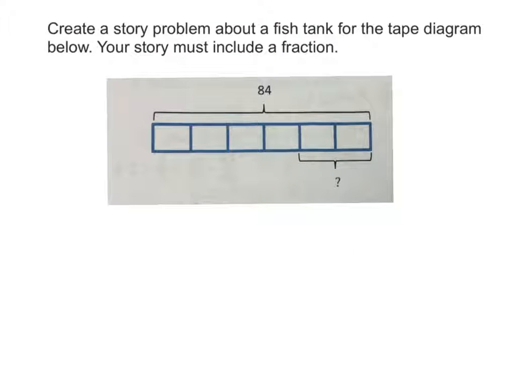Because sometimes we'll be asked to create a story problem just like this. And it's telling us we need to create a story problem. It needs to have a fish tank in it. It needs to include a fraction. And we can see here, we have a piece of tape where the total is 84. And it's been divided into 1, 2, 3, 4, 5, 6 sections. And we can see that we're trying to find 2/6 of what? 84. So basically, we need to write a story problem that's going to involve finding 2/6 of 84. So take a moment right now and write down a story problem that will have 2/6 of 84 in it.